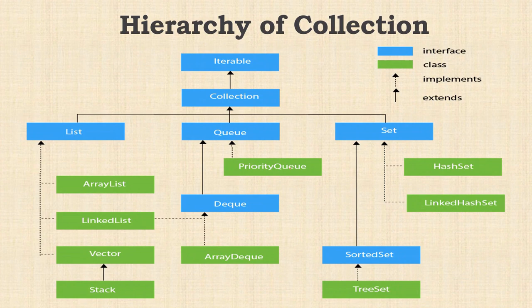In the hierarchy of collections, we are going to see the hierarchy of collection. This is the main Iterable interface. Collection extends Iterable. And we are concentrating here on List. So List implements Collection. Queue also implements Collection. List is an interface, Queue is also an interface, and Set is also an interface.